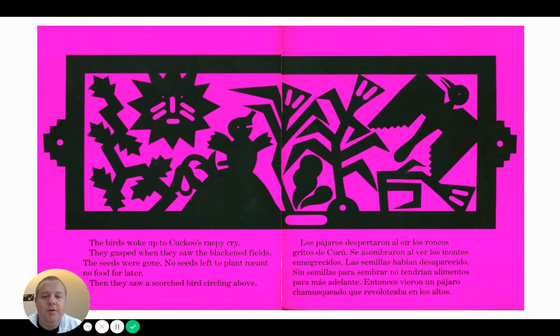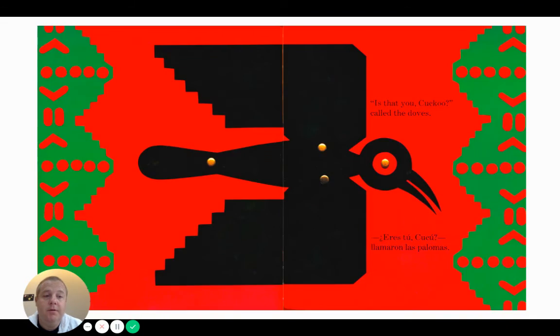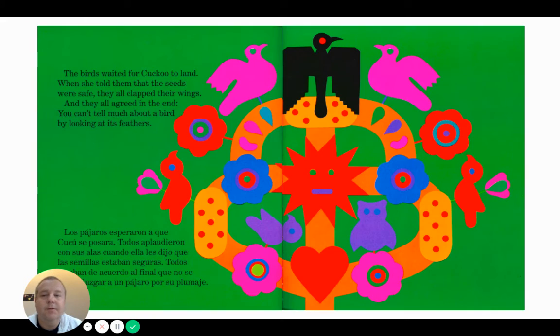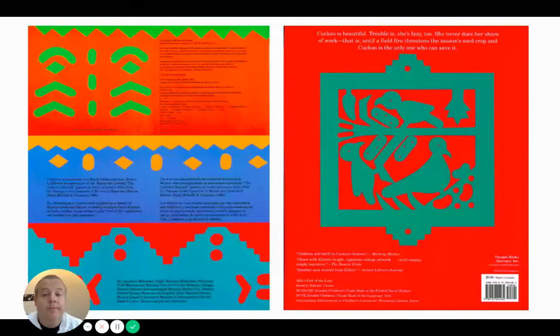The birds woke up to Cuckoo's raspy cry. They gasped when they saw the blackened fields. The seeds were gone. No seeds left to plant meant no food for later. Then they saw a scorched bird circling above. "Is that you, Cuckoo?" called the doves. The birds waited for Cuckoo to land. When she told them that the seeds were safe, they all clapped their wings, and they all agreed in the end, you can't tell much about a bird by looking at its feathers.